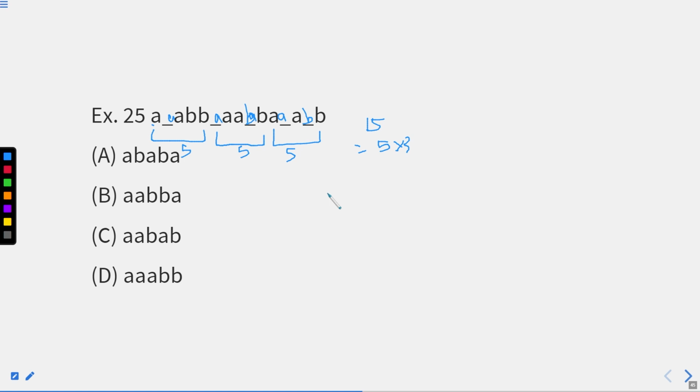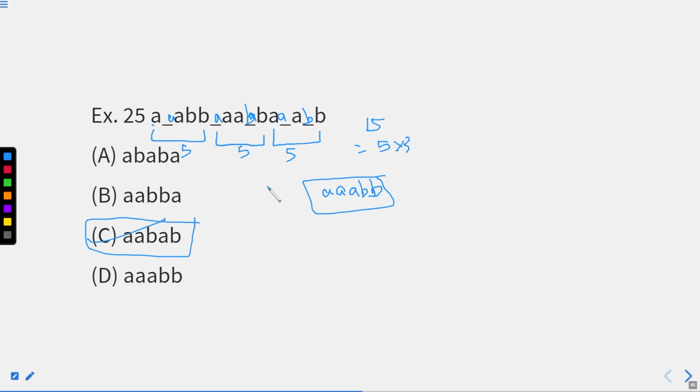Okay, what exactly are we getting, students? 3 A's, followed by 2 B's. So this is a sequence. For that, we are supposed to fill A, B, A, B. A, B, A, B. Option number 6 is going to be our answer.